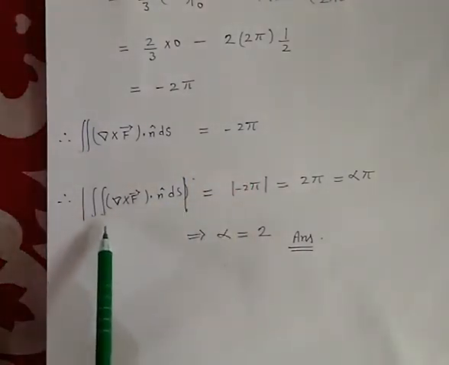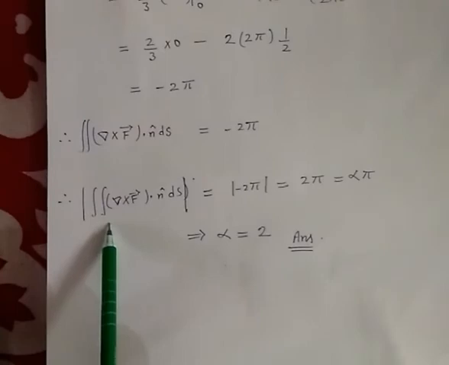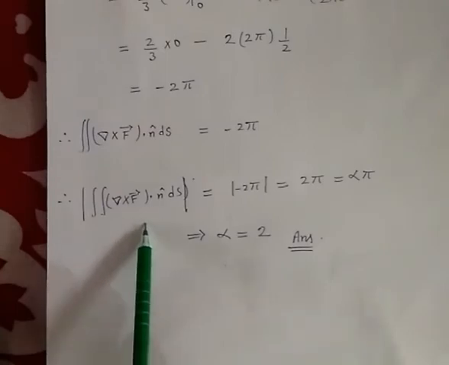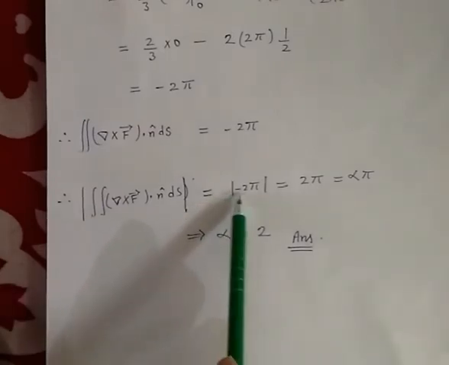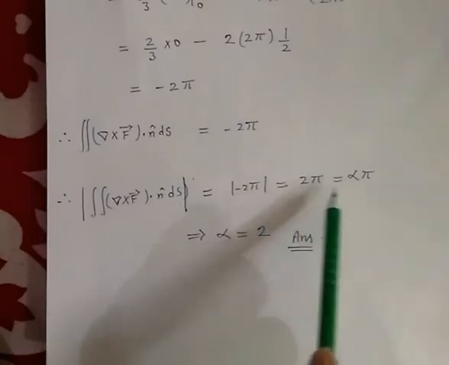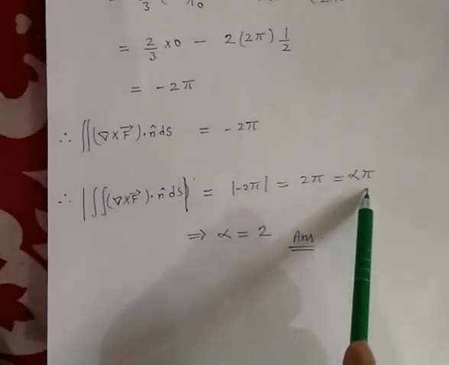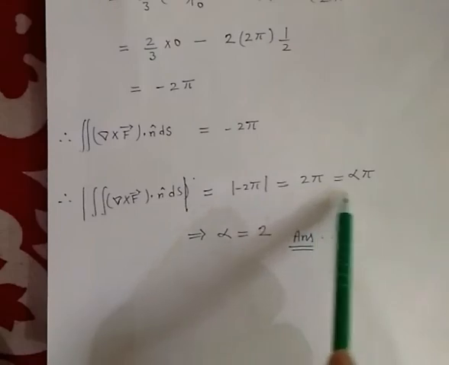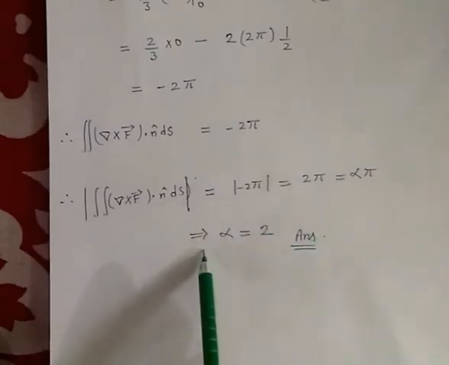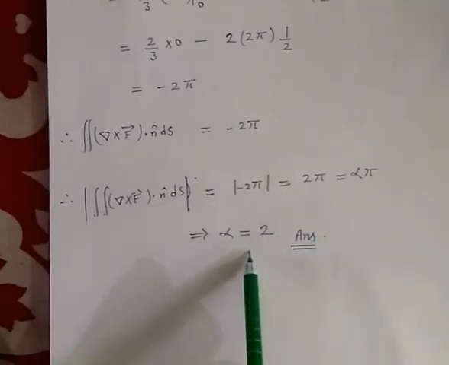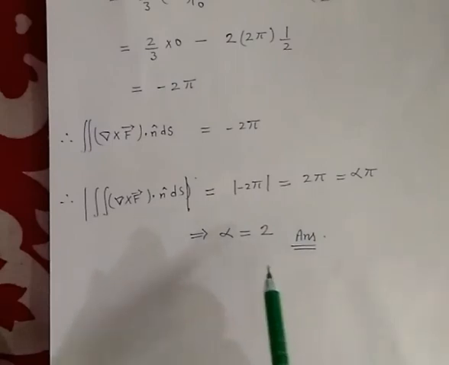In the question a modulus is given, so we use the modulus. After the modulus we get mod of minus 2 pi equal to 2 pi equal to alpha pi. After comparing both terms, we get alpha equal to 2, which is our desired answer. Thank you.